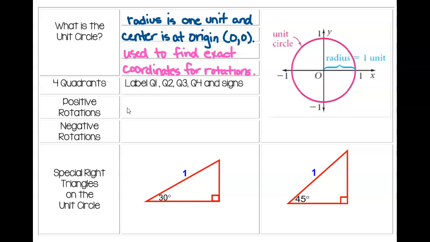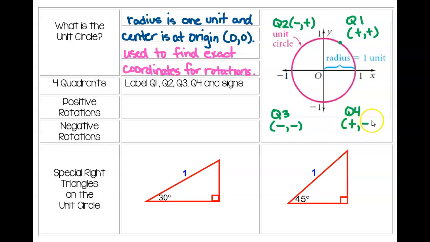Okay, there are 4 quadrants. We're going to label quadrants 1, 2, 3, and 4 and their signs. In quadrant 1, the signs are both positive for x and for y for any point on the circle. In quadrant 2, our signs are negative, positive, because our x is negative and our y is positive. In quadrant 3, my signs are negative, negative. Both x and y are negative. And in quadrant 4, the signs are positive, negative. X is positive, y is negative.